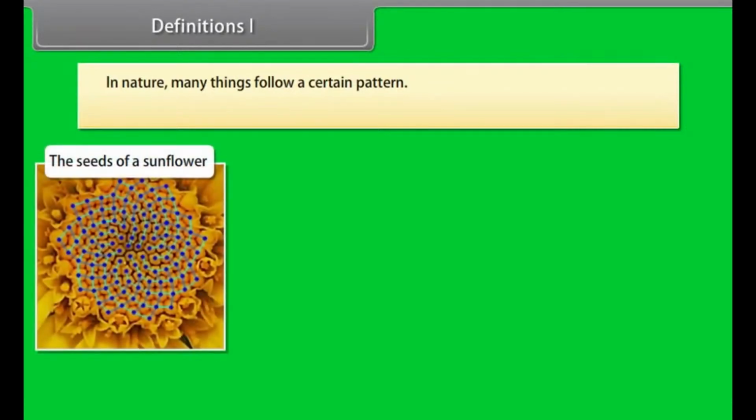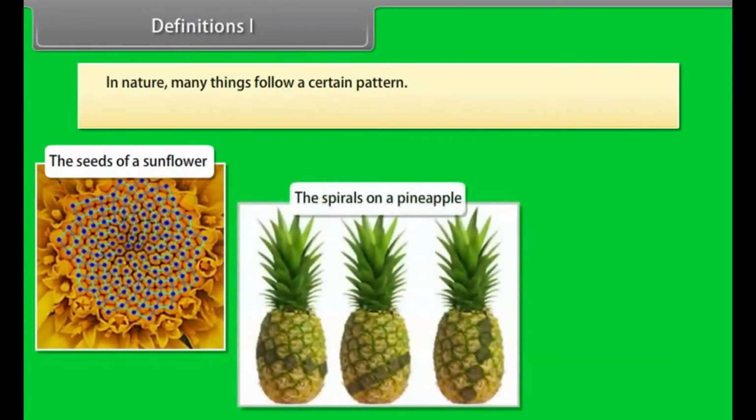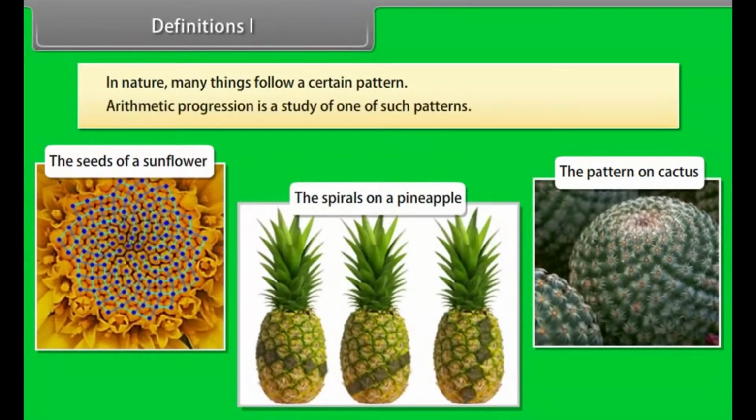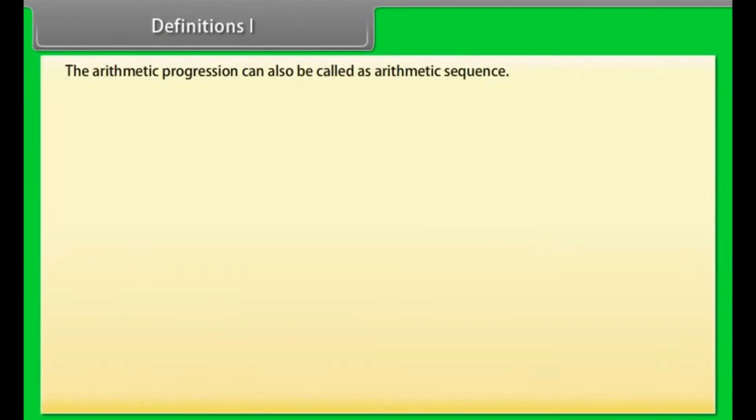Definitions 1. In nature, many things follow a certain pattern, such as the seeds of a sunflower, the spirals on a pineapple, the pattern on cactus, and so on. Arithmetic progression is a study of one of such patterns. The arithmetic progression can also be called as arithmetic sequence.